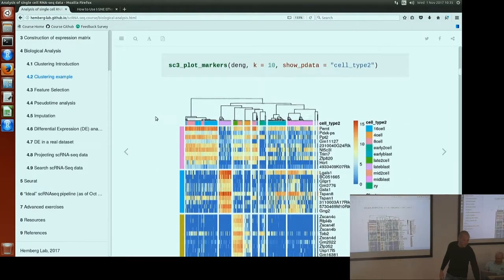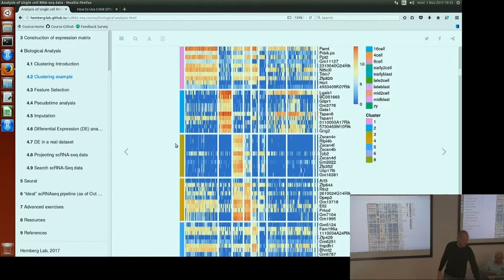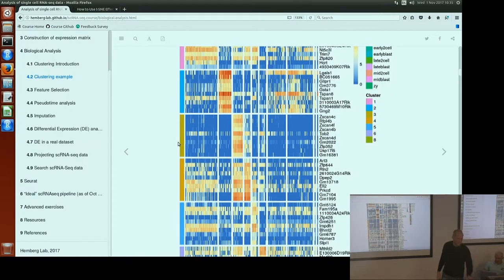In addition to that, we can also plot marker genes for each cell type. So this would be kind of zooming in to the previous plot and finding out what the most expressed genes are in each cluster. If you do mouse embryo development biology, you probably can find some gene names which you are familiar with.